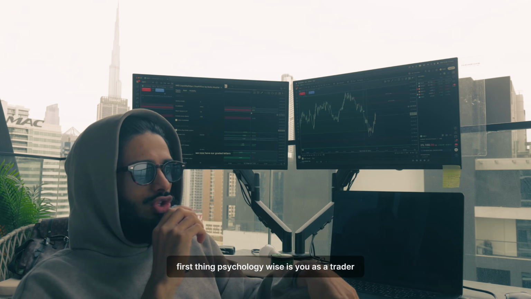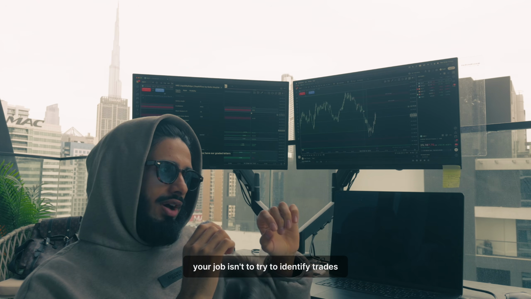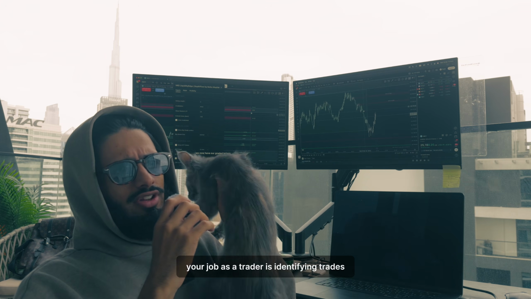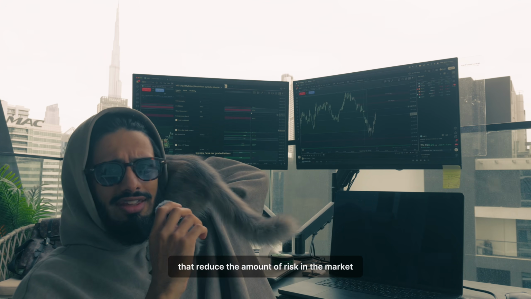First thing, psychology-wise: you as a trader, your job isn't to try to identify trades which have the highest likelihood of hitting take profit. Your job as a trader is identifying trades that reduce the amount of risk in the market.